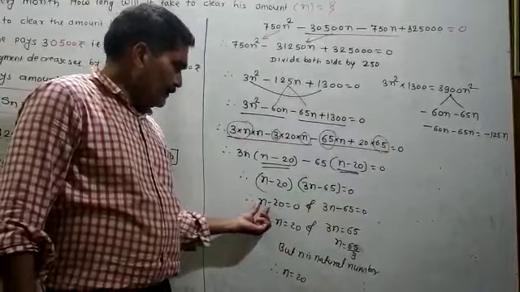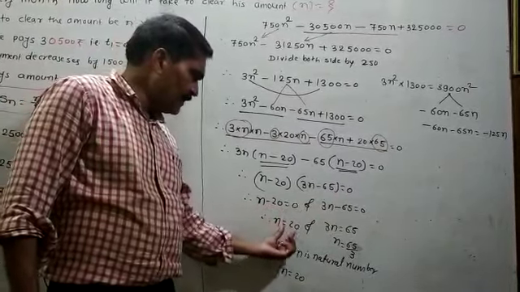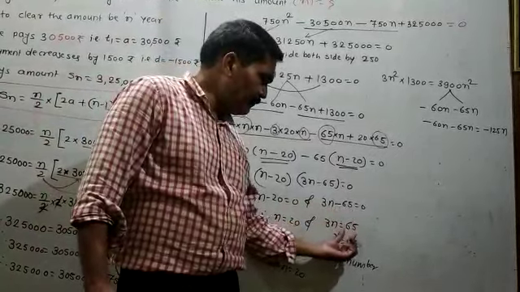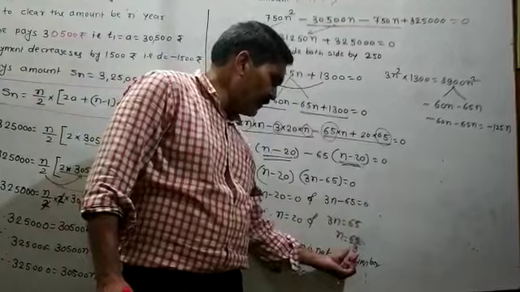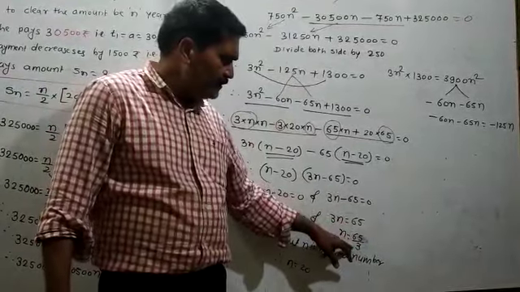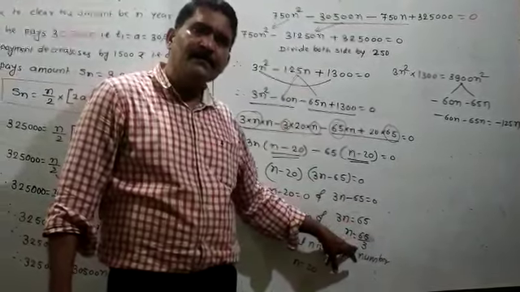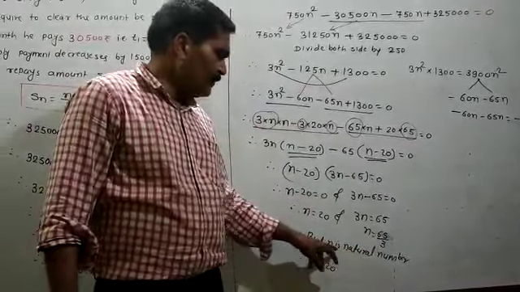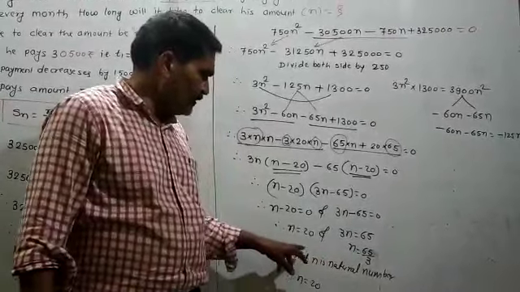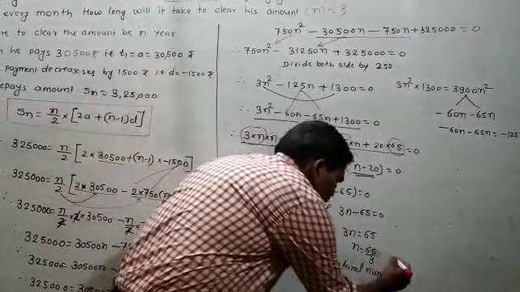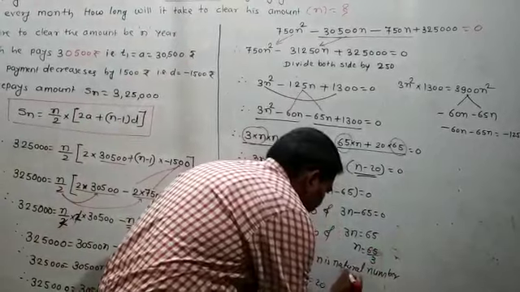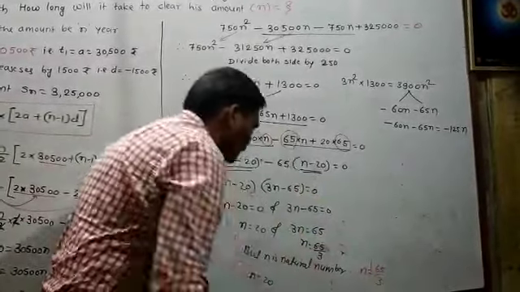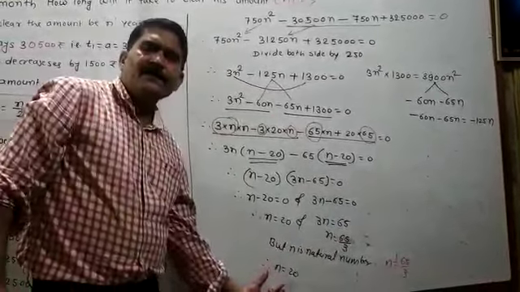Then n, you have to transpose this minus 20 to that side, that becomes plus 20. You have to transpose this 65 to that side, this minus 65 becomes plus 65. This multiplied by 3 becomes divided by 3. But this 65 upon 3 is not a natural number. This is a rational number. But n is a natural number. So the years will come in natural numbers. So you have to say that therefore n is equal to 65 upon 3 is not possible, therefore n is equal to 20 is the answer.